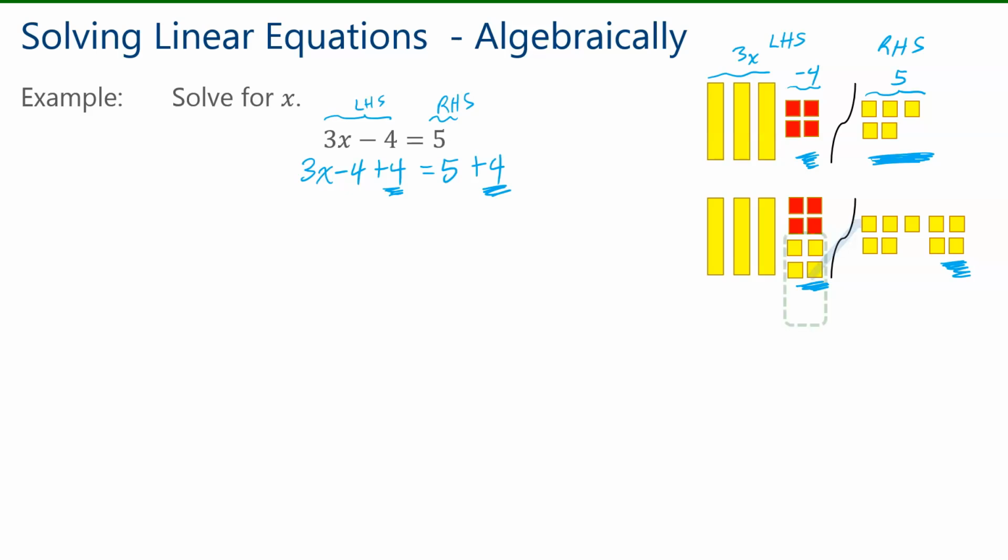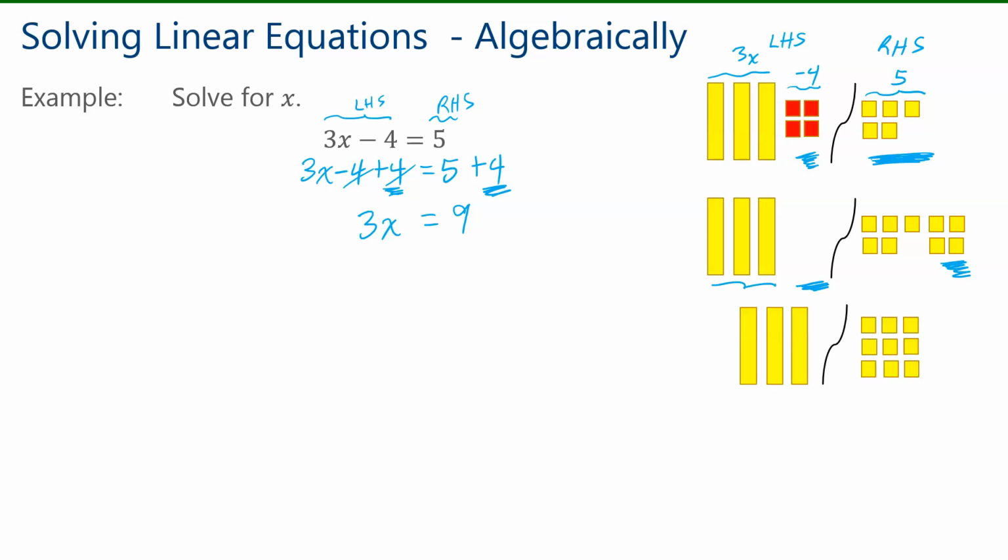So in the algebra tiles, this created the 4 zero pairs, which we could remove. Symbolically, that's the same thing as saying minus 4 plus 4 gives us nothing. So we're just left with 3x, 3 variable tiles. And on the right-hand side, if you count up those units, you will get a total of 9. 5 plus 4 equals 9. We have 3x equals 9.